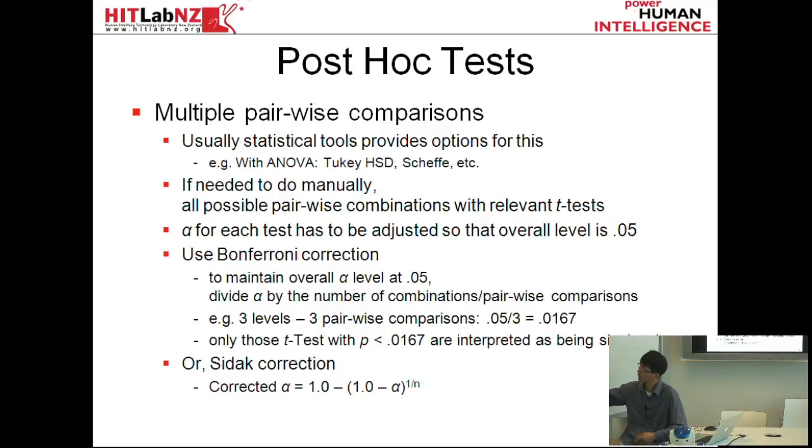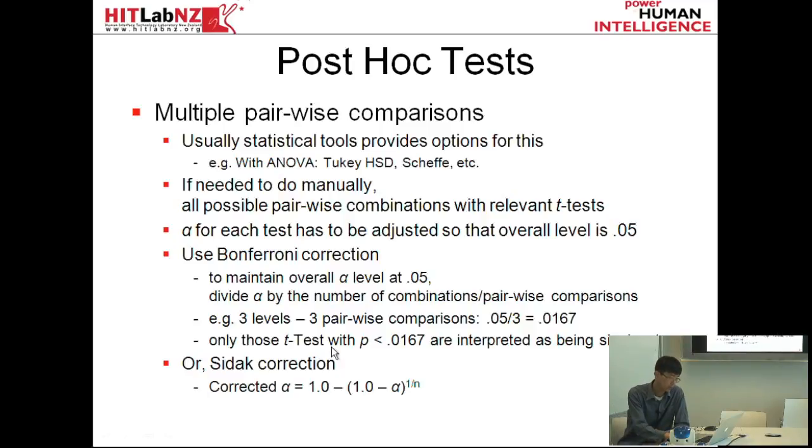So if you divide it by 3, then the overall error level will become 0.05. So that's basically what Bonferroni correction is. When you're doing pairwise comparison, instead of comparing your p-value with the set alpha level of 0.05, you compare it with an alpha level divided by the number of pairs that you are comparing.